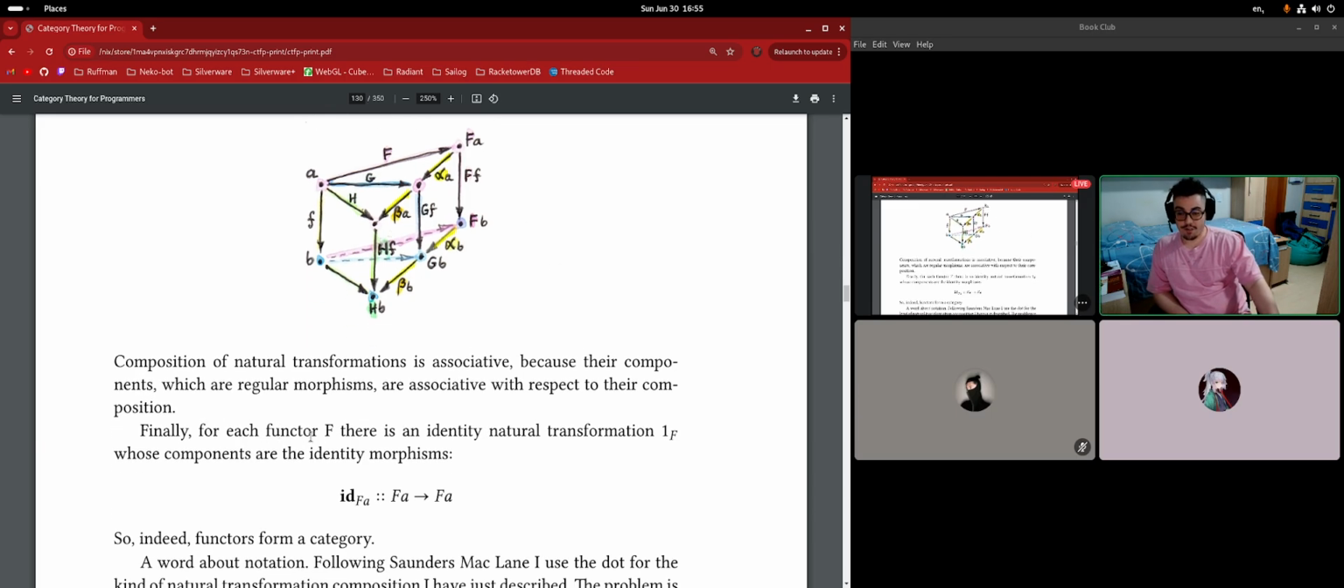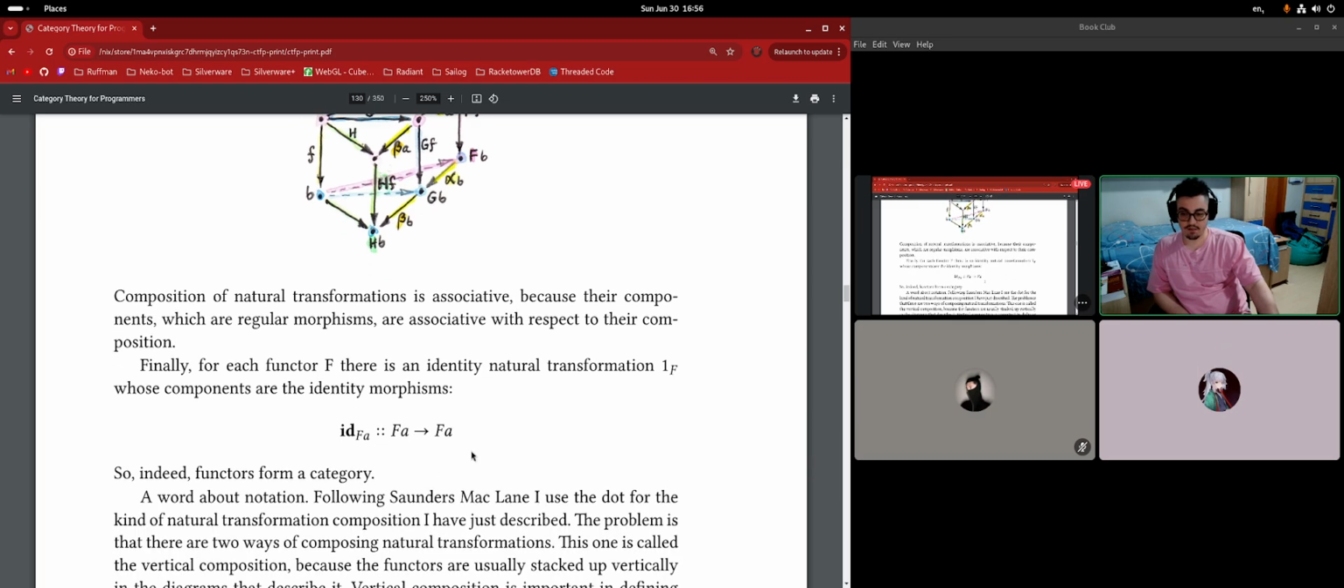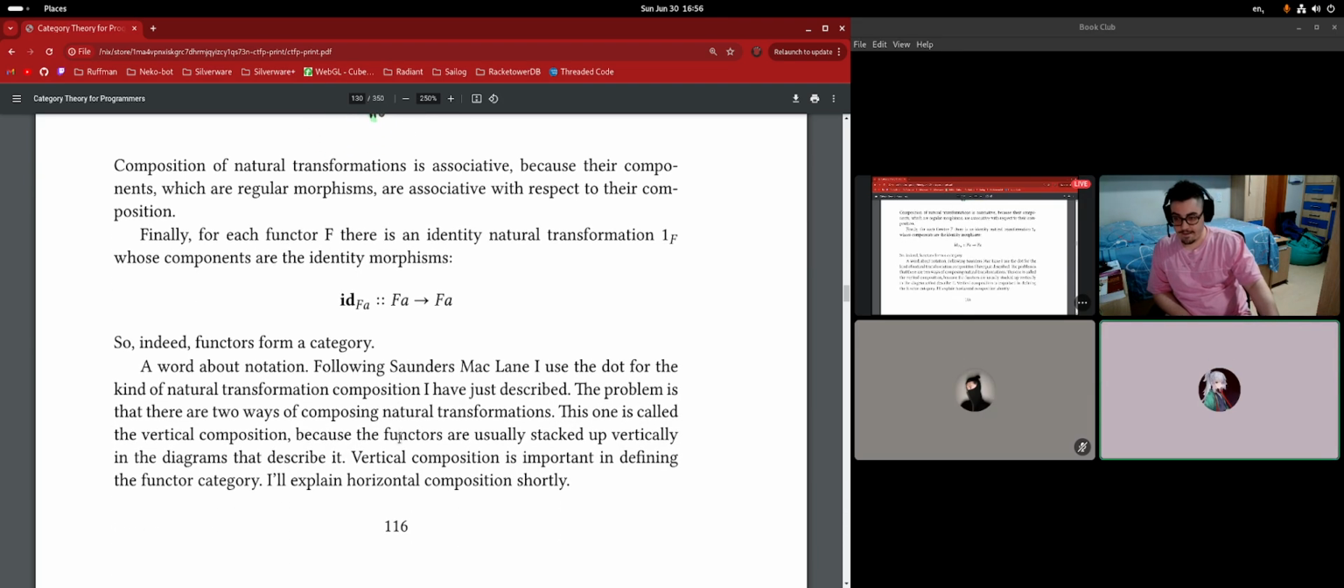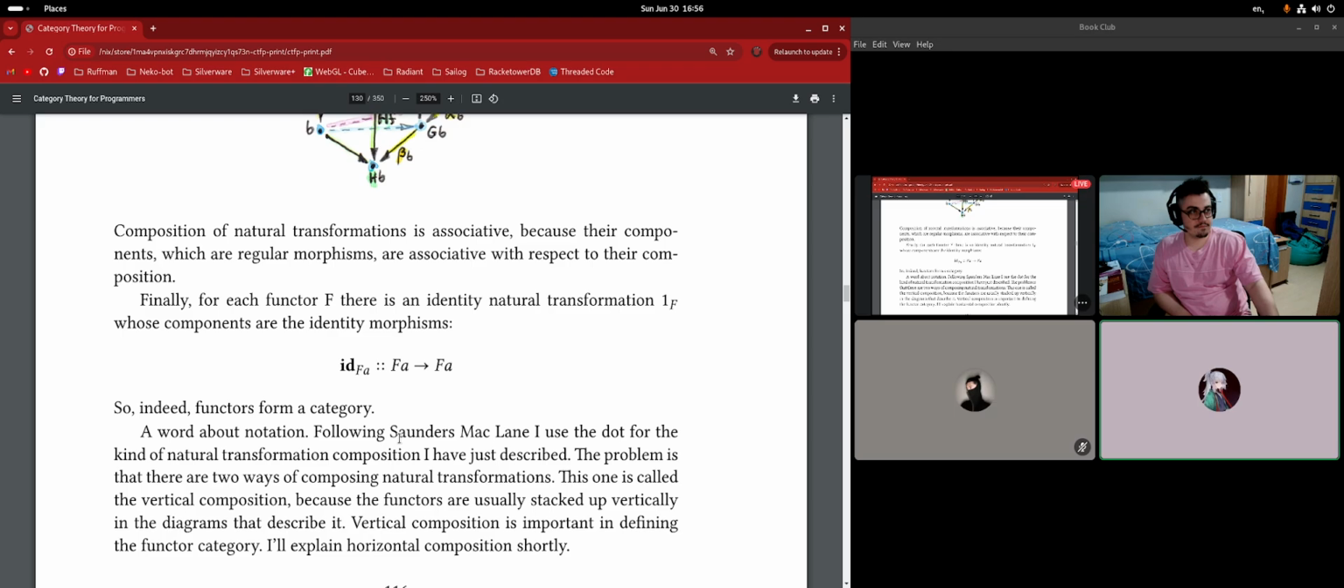And now finally, for each functor, there is an identity natural transformation 1F whose components are the identity morphisms. So it's basically going from you to yourself, which is the normal identity function, just specialized to a functor type.